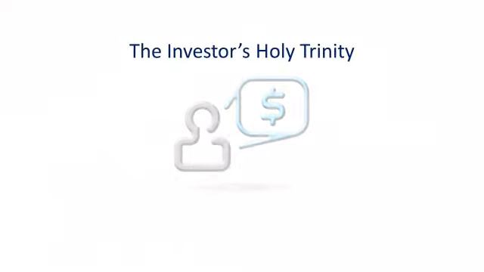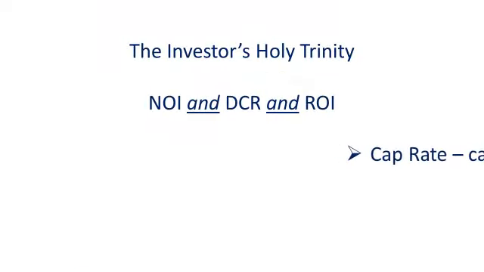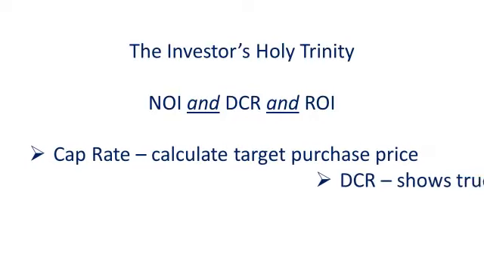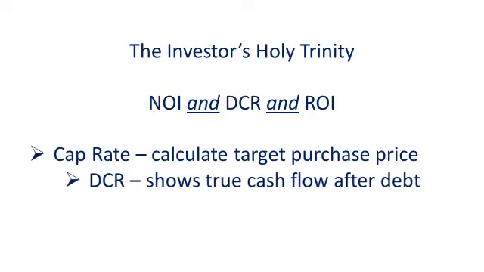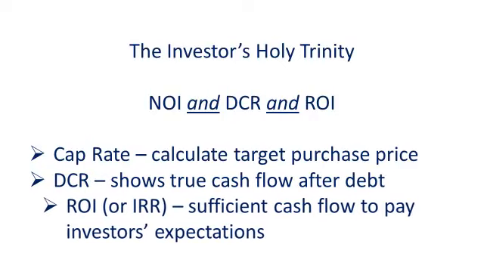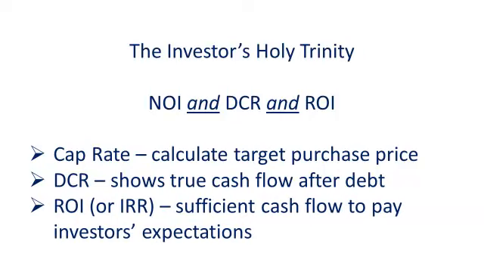So the cap rate gives you a target price to purchase at, and the debt coverage ratio lets you calculate the true cash flow based on your cash or mortgage financing situation. And the ROI then tells you if you have enough cash flow left over after all expenses and debt are paid. If you know what ROI you and your investors require, then you can manipulate the other two indicators to ensure a smart purchase of the property.